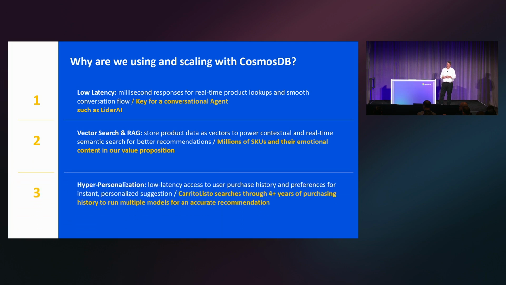And then last but not least is hyper-personalization. So Carrito Listo searches through more than 4 years of purchasing history for that exact customer. So it has to run multiple models on that information, and that is critical for an accurate recommendation.